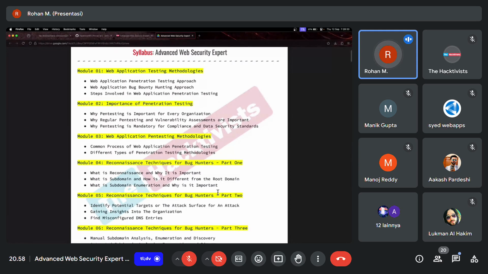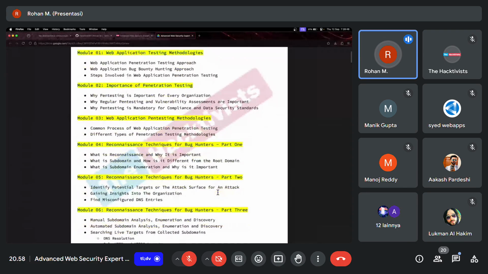What are the various phases? How do you perform the scoping? How do you perform the mapping, discovery, exploitation, reporting, retesting? All of them, how to do, when to do, all of them we will be discussing.